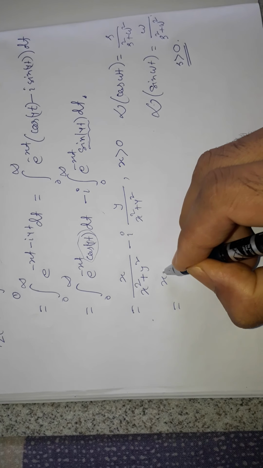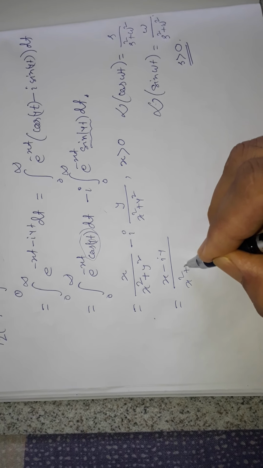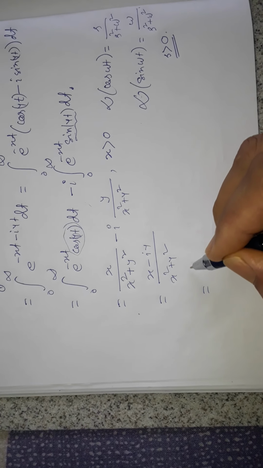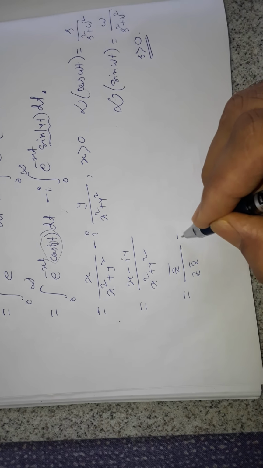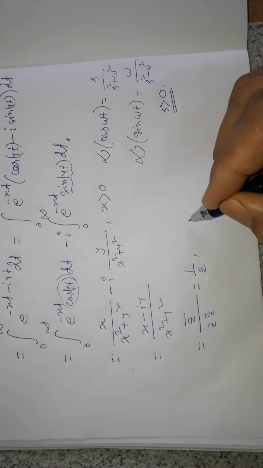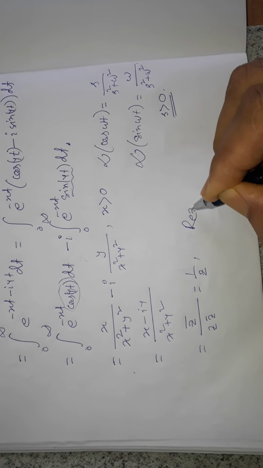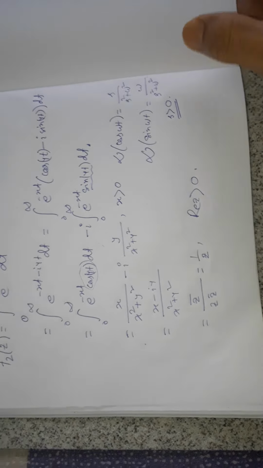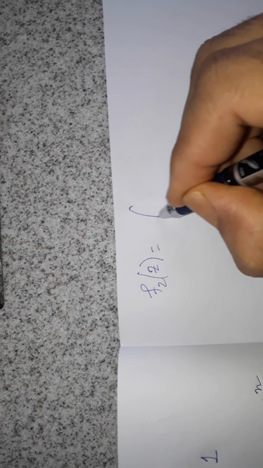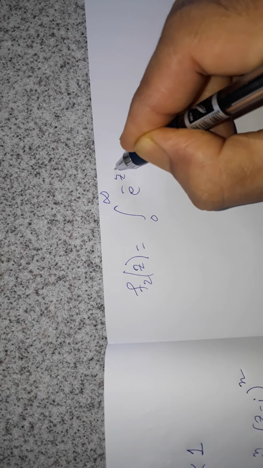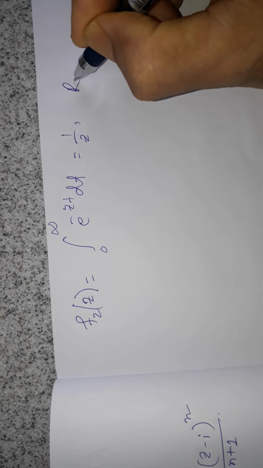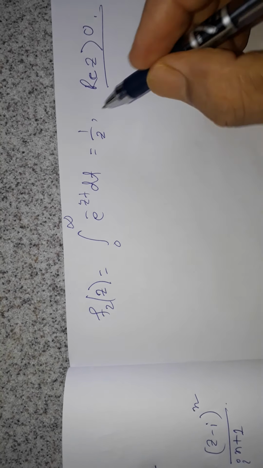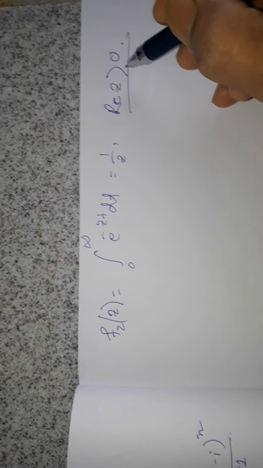So I see that this is nothing but (x minus iy) over (x square plus y square). That is z conjugate over modulus of z square, so it is z conjugate over z times z conjugate, and that is equal to 1 over z. And when is it 1 over z? When x is greater than 0, that means the real part of z is greater than 0. So therefore the function f2(z), the integral from 0 to infinity of e^(minus zt) dt, is actually 1 over z when the real part of z is greater than 0.